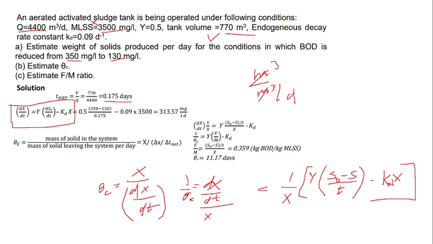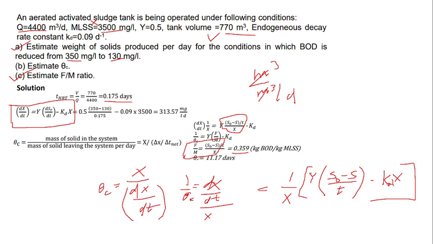Now 1 by theta C is equal to Y into S naught minus S divided by t divided by X. It can be written as F by M. This is the equation. Okay. So now substitute the values. S naught minus S is 350 minus 130, and the time taken is 0.175, divided by X, which is 3500. Then you will obtain the value of 0.359. So this is the food to microorganism ratio. So F by M is calculated.